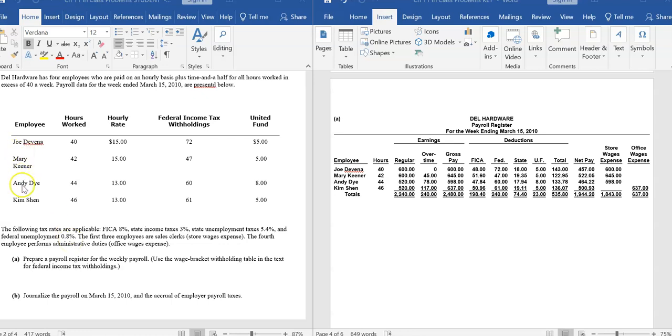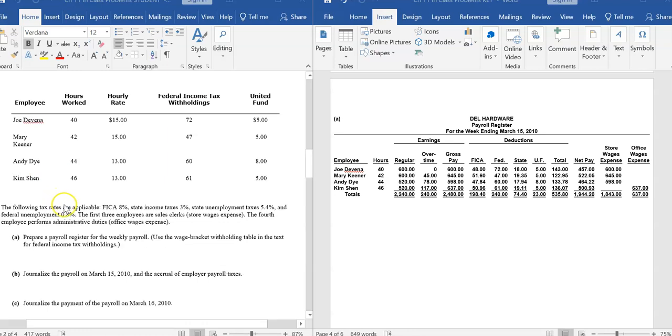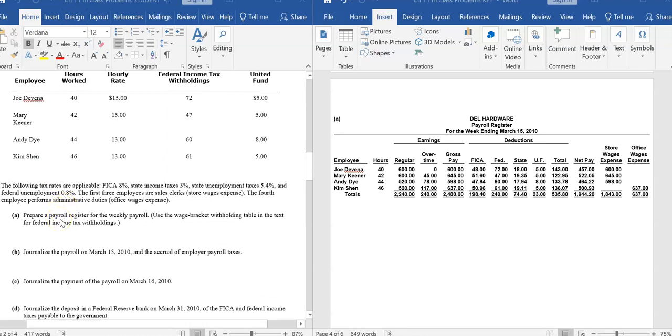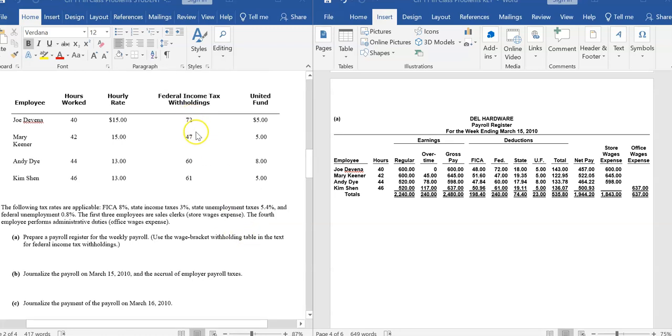These first 3 employees are sales clerks, so all of their pay is recorded as store wages expense. The 4th employee performs admin duties, so her pay is recorded as office wages expense. The first thing we need to do is prepare a payroll register for the weekly payroll. We actually don't even need to use this wage bracket withholding table because it's not necessarily an important part of our course, and they already told us how much to withhold for federal income tax, so we can ignore that instruction.